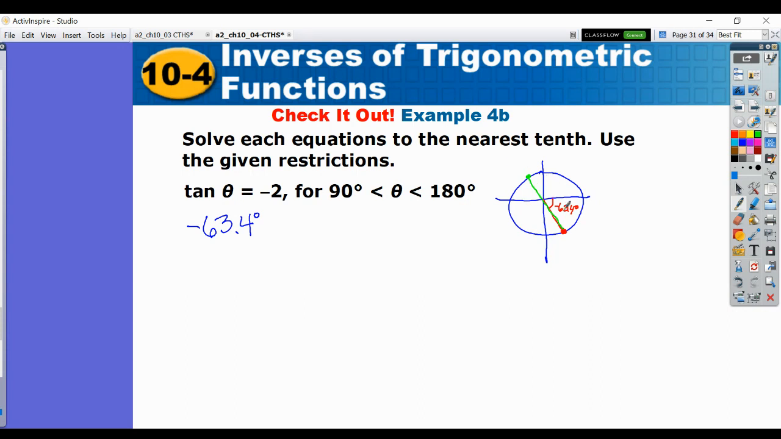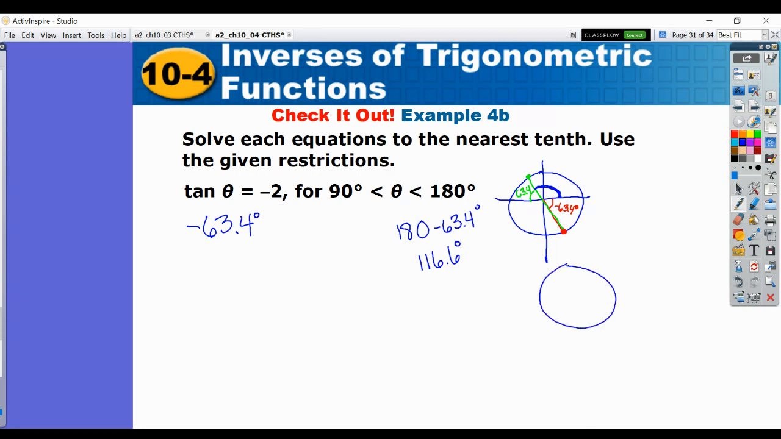So if this is 63.4, then this angle is 63.4. I'm just kind of thinking of reference angles here. But what I want to name is this angle. So I need to figure out what that would be. This time it is also supplementary. So you can just do 180 minus 63.4 degrees, and you get 116.6 degrees. Be very careful with these because they're not always supplementary.